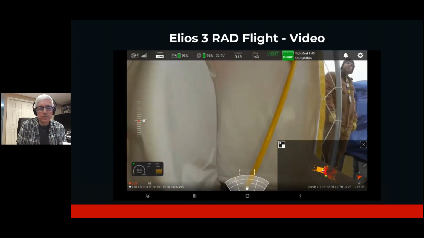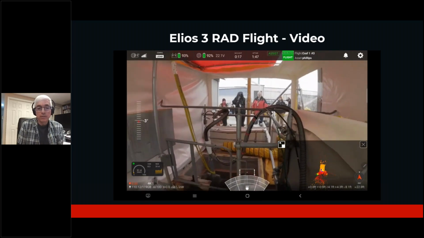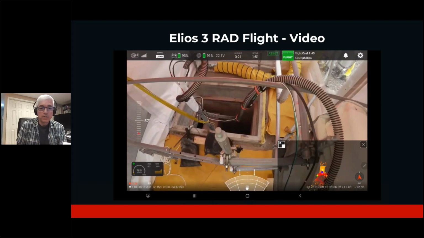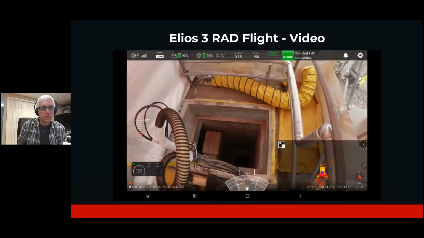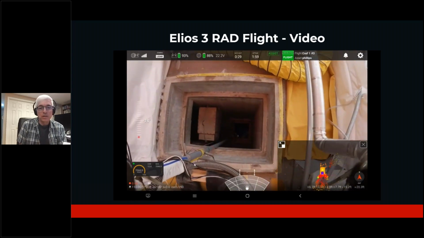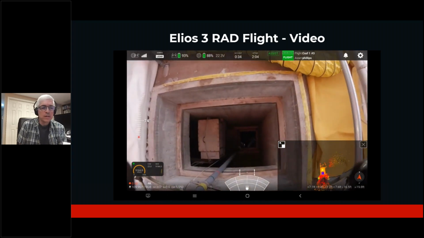And it's doing its initial flight. You can see it has no problem flying with the RAD payload at this point, where it's much cooler outside the bin. And you're going to see the RAD levels start to increase in the lower left as soon as you get over that opening and you're getting the shine from the radiation coming off of the bins.